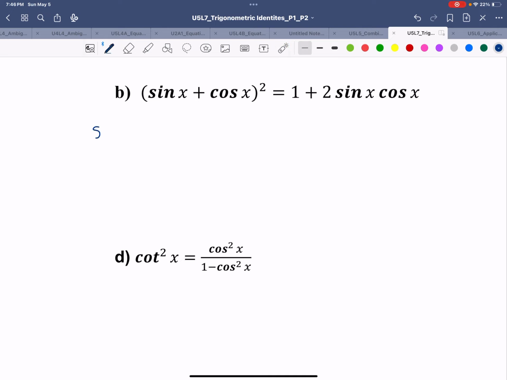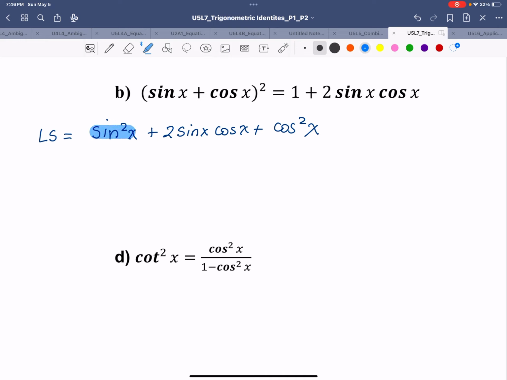So we're going to get started with the left side, which is sine squared x plus double sine times cosine, and then plus cosine squared x. So you see that we have sine squared and cosine squared in this expression. They together will combine to give number 1 based on the Pythagorean identity sine squared plus cos squared equals 1. So 1 plus 2 sine x cosine x.